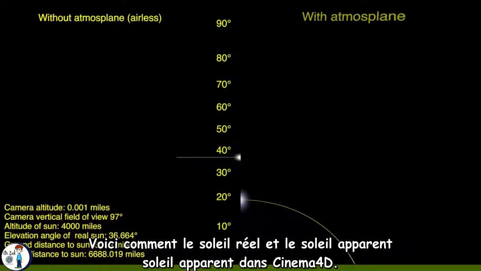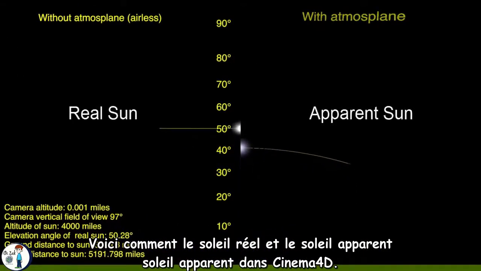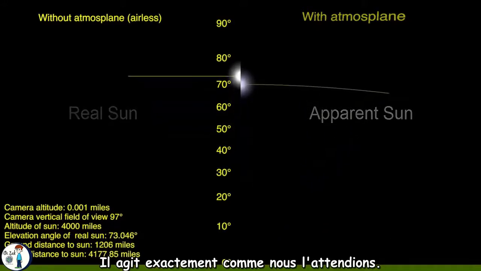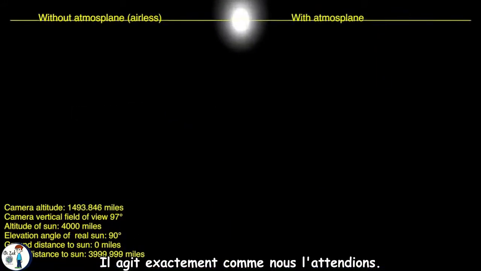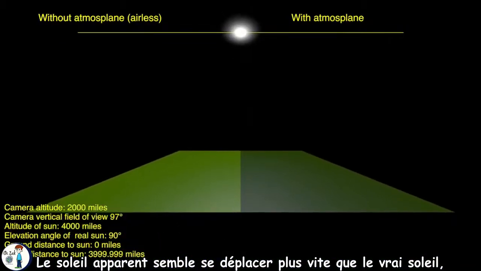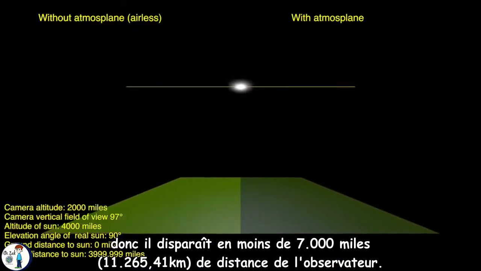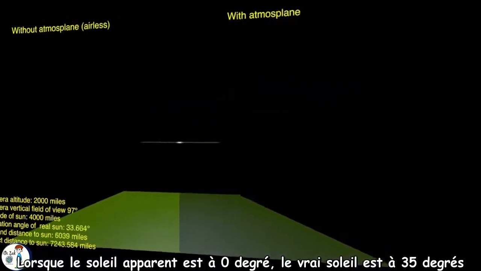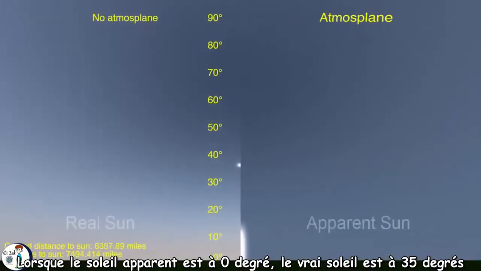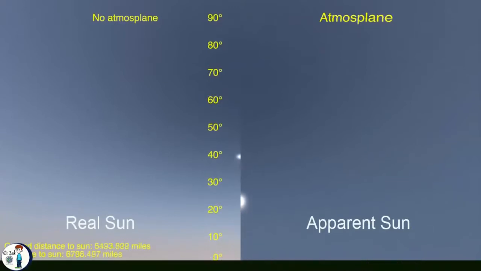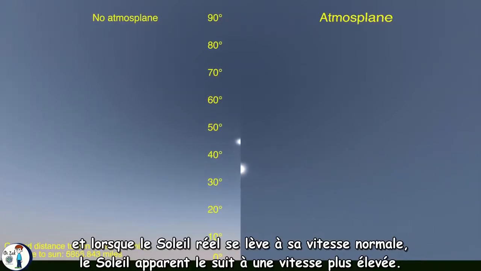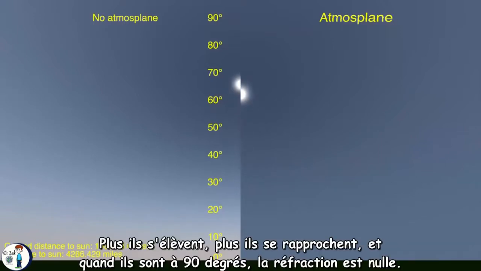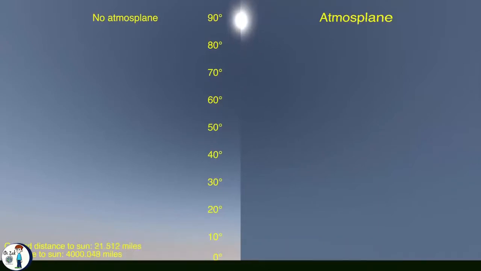Here is how the real sun and the apparent sun move in Cinema 4D. It's acting exactly how we expected. The apparent sun appears to move faster than the real sun, therefore it disappears in less than 7,000 miles away from the observer. When the apparent sun is at 0 degrees, the real sun is at 35 degrees. And as the real sun rises at its normal speed, the apparent sun follows at a higher speed. The more they rise, the closer they get, and when they are 90 degrees, the refraction is 0.